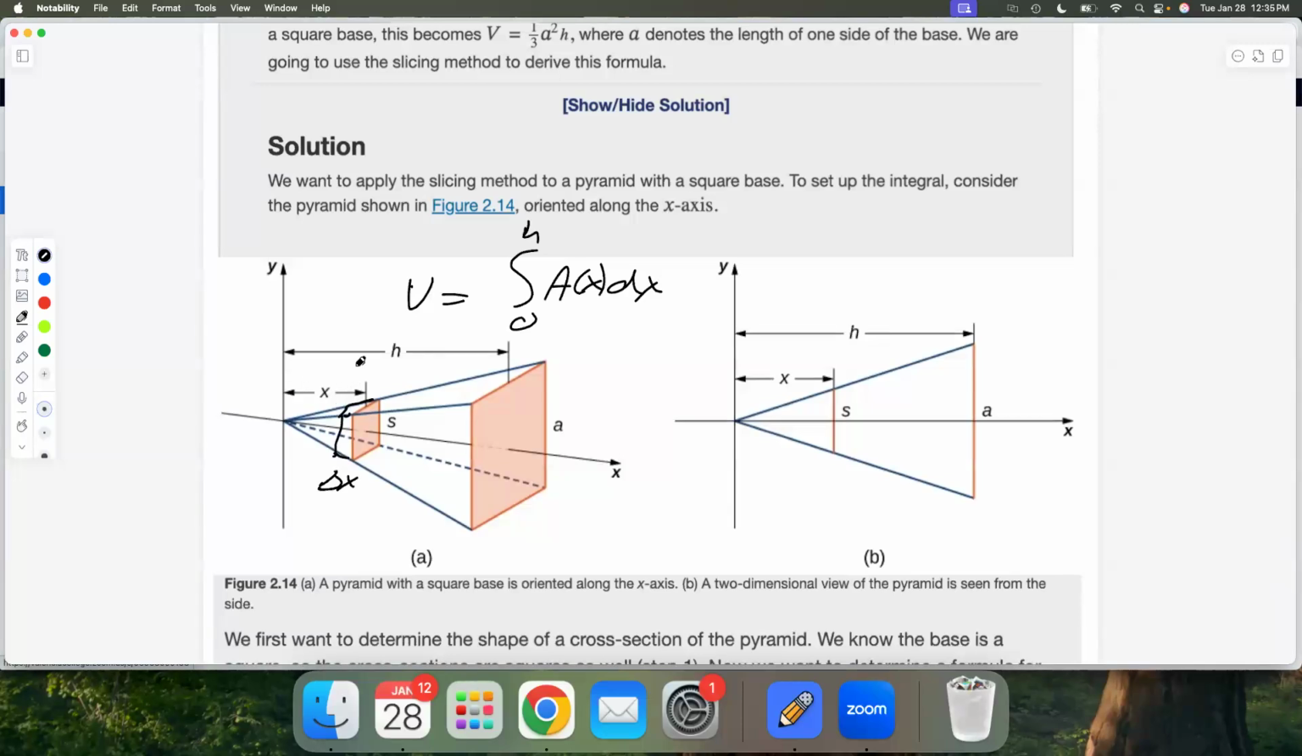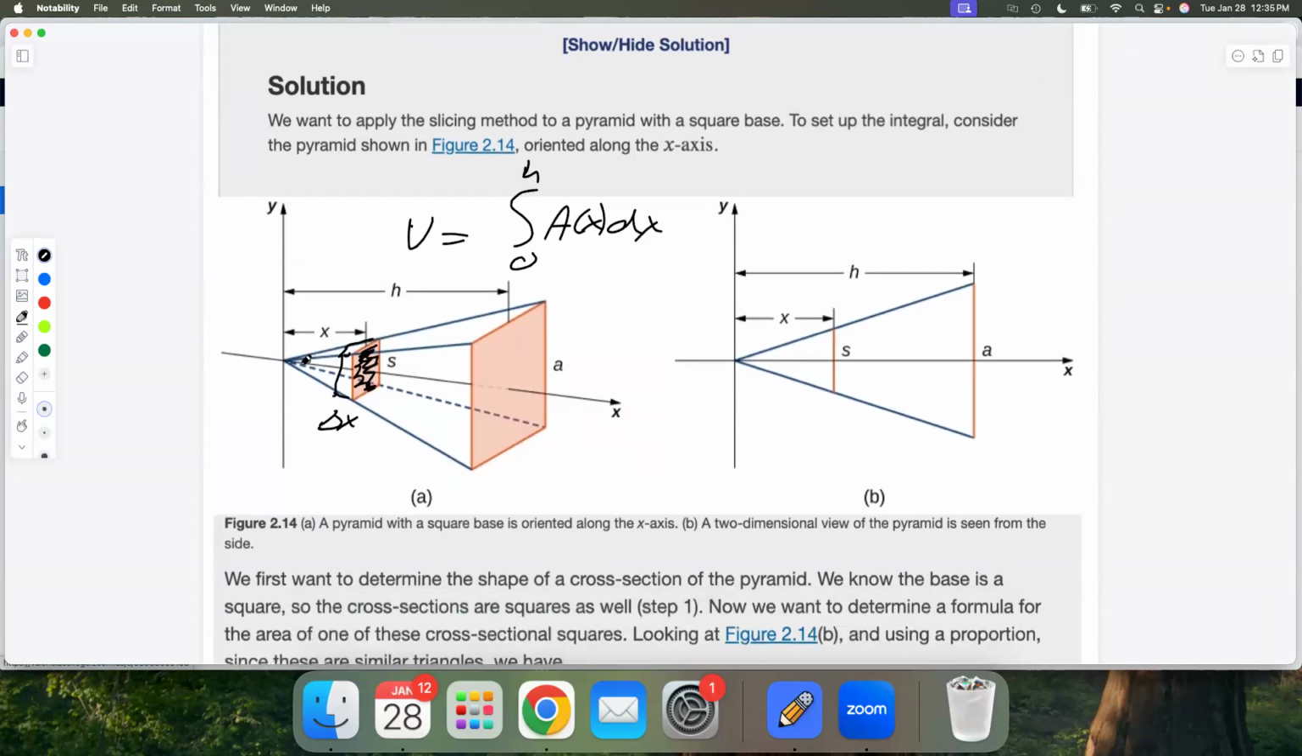So I've picked some random location x. x is a variable here, but for the moment it's fixed. I need to find how big this area is at that location x. A here depends on x. So we're going to do that using some similar triangles. If I just slice through here, I'll try to draw it in here. I'm looking at this triangle here. This side is a. The entire side is a.